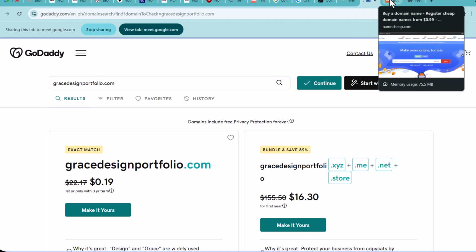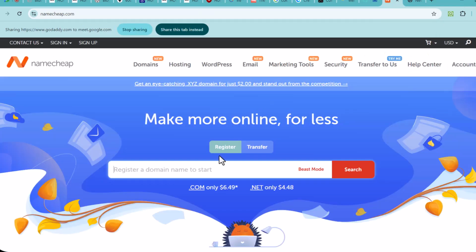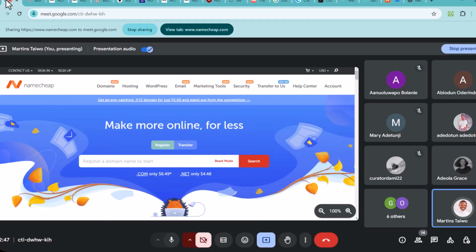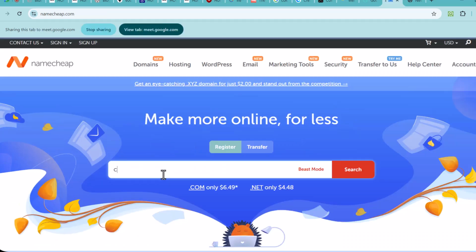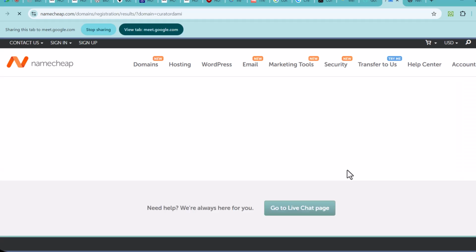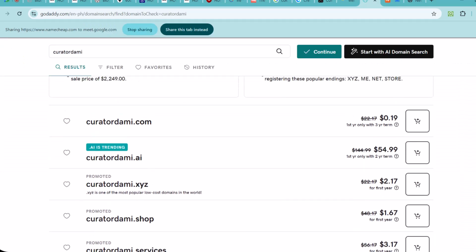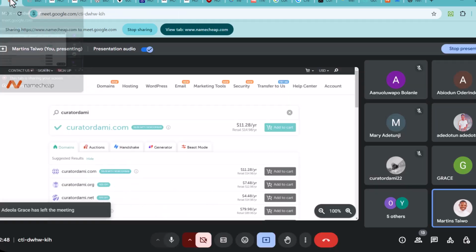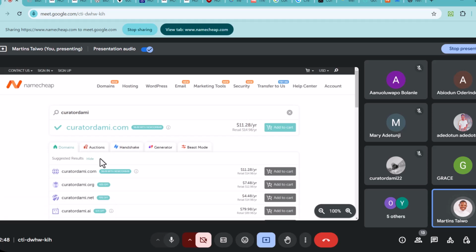Let's check how it looks on Namecheap, another hosting company and domain management company. This is Namecheap, right? So let's search for another domain name. Let me just type curator dummy. Where is it loading? It's available. So if you want to buy your domain name, you can lock it tonight, okay? We could see the way domain names are sought for and secured. So in case I want to buy this now, okay.